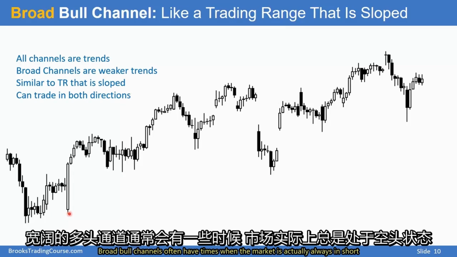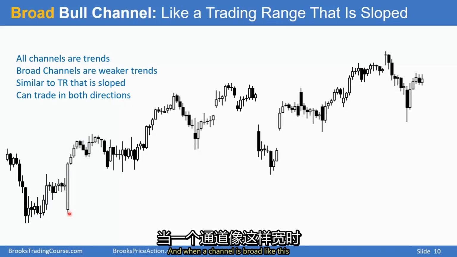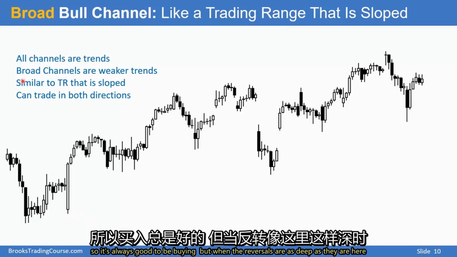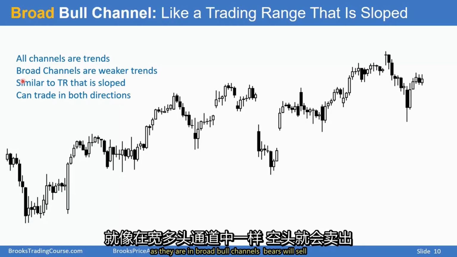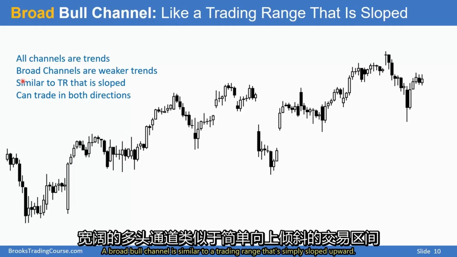Broad bull channels often have times when the market is actually always in short, but still within the broad bull channel. And when a channel is broad like this, it's always good to trade in the direction of the trend. So it's always good to be buying. But when the reversals are as deep as they are here, as they are in broad bull channels, bears will sell, knowing that the market will fall far enough for a profit. A broad bull channel, it's similar to a trading range that's simply sloped upward.